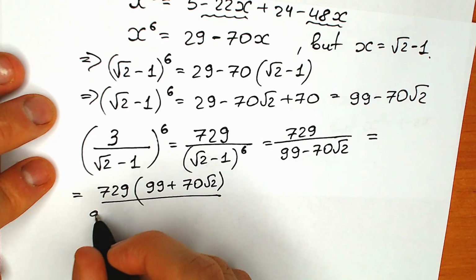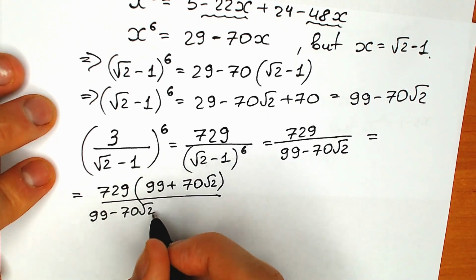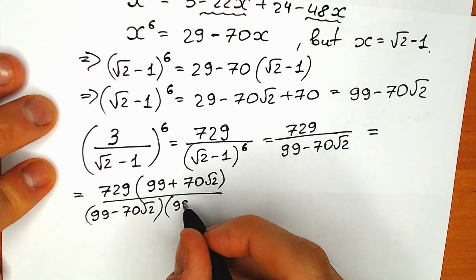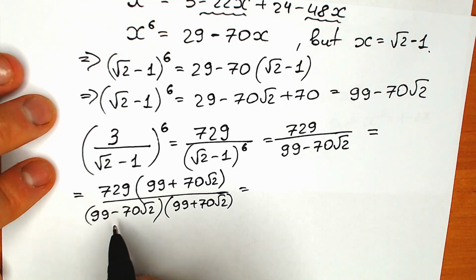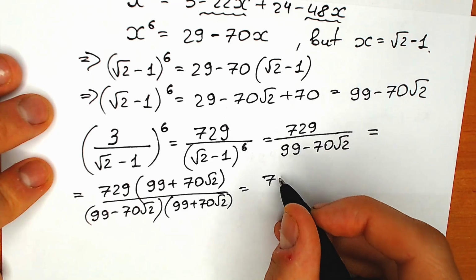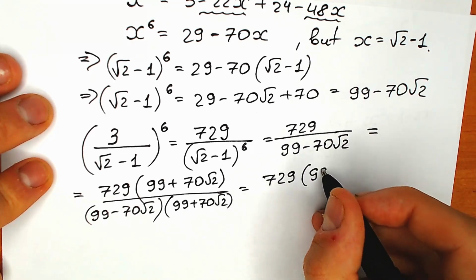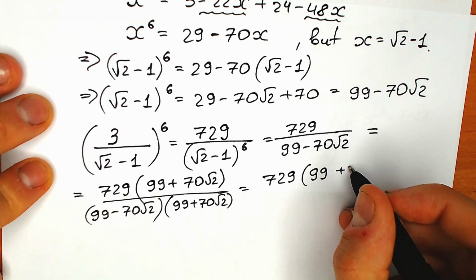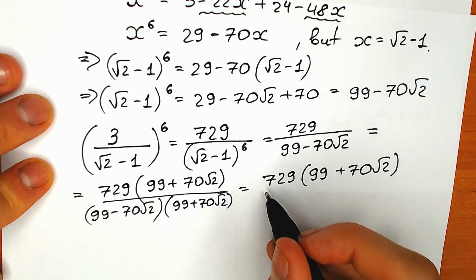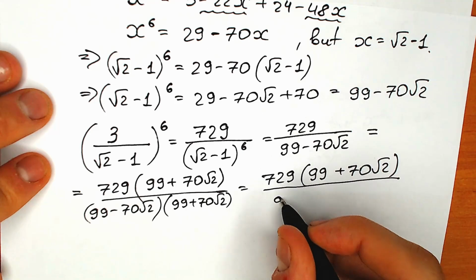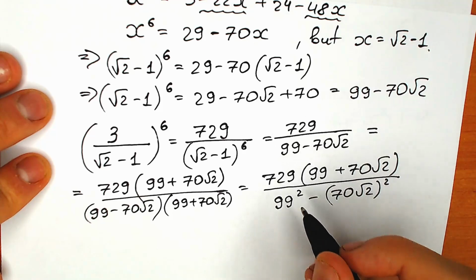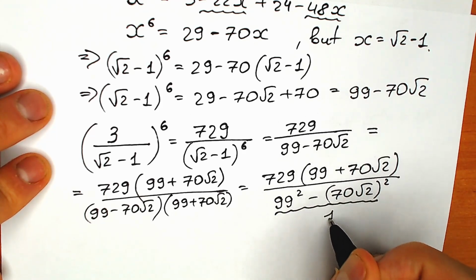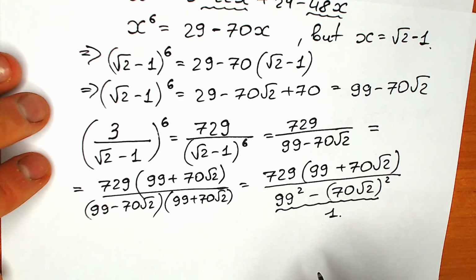So as a result we have (99 − 70√2)(99 + 70√2). Okay, and right now these are the difference of squares. These are conjugate expressions, so we can easily write it as 99 squared minus (70 times √2) to the second power. So as a result, 729 times this expression in our numerator, so 99 + 70√2, and we're going to divide it by the difference of squares, 99 squared minus (70√2) squared. And you will be shocked a little bit, but this expression in our denominator is equal to 1. When we subtract, when we raise to the second power, this expression equals 1.